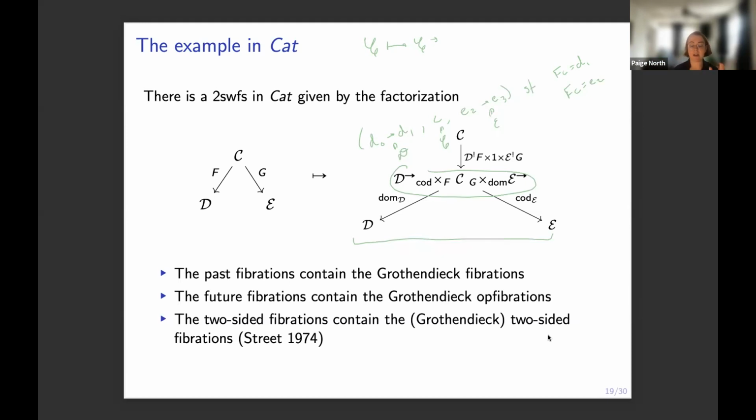So the relationship between these two-sided fibrations that we're talking about and the two-sided fibrations of Street, to which I'm going to add the adjective growth and decay, is exactly the same way as the past fibrations relate to the growth and decay fibrations. That is to say, in this standard weak factorization system, the right class, which I'm here calling the past fibrations, are the retract closure of the growth and decay fibrations. And here our two-sided fibrations are the retract closure of the two-sided fibrations of Street.